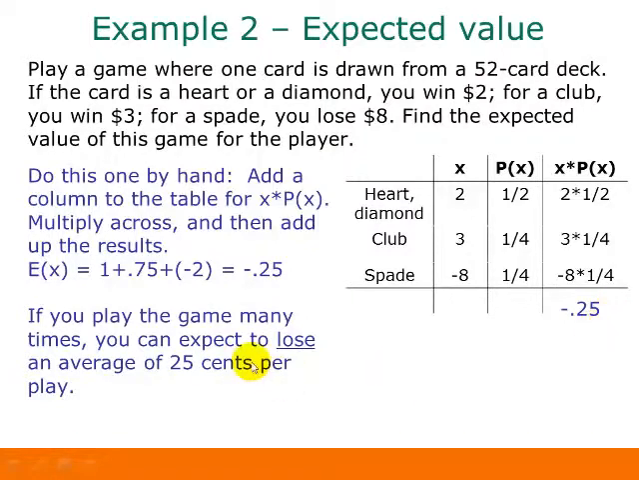To interpret this, what this means is that if you play the game many times in a row, you can expect to lose an average of 25 cents per play. And again, because of the way this is set up, you're not going to lose 25 cents on any one play, but that's just going to be your average loss per play over a lot of plays of the game.